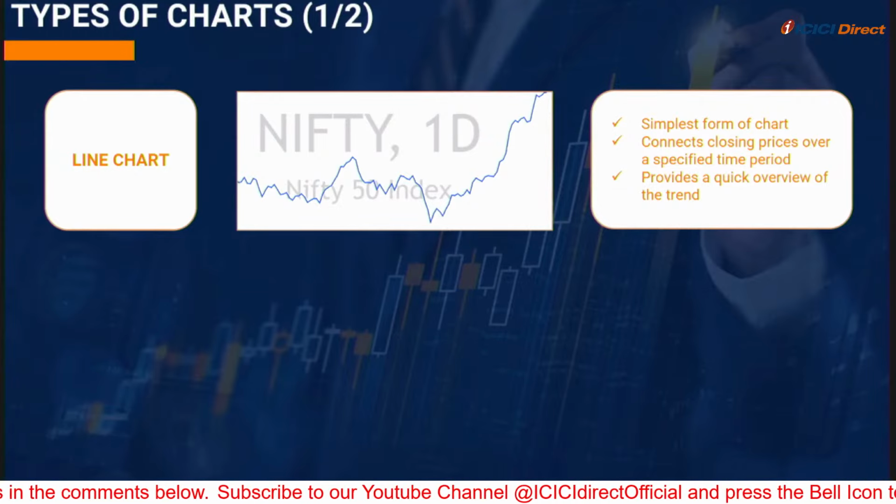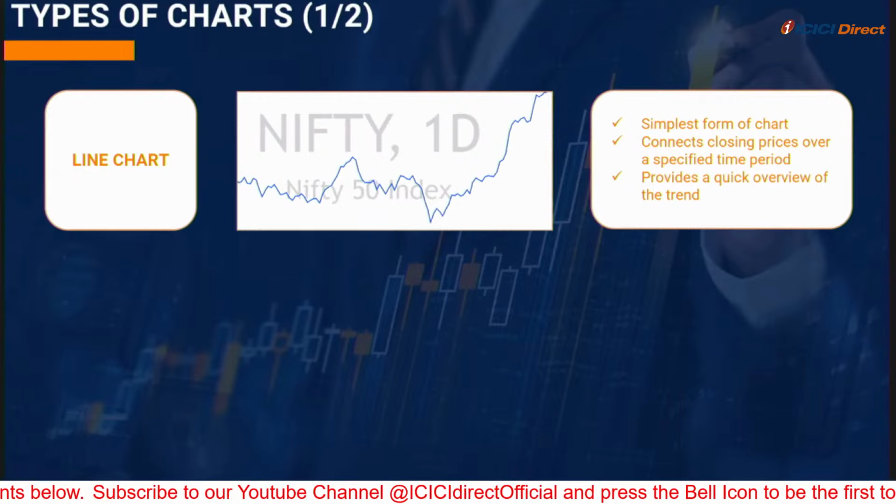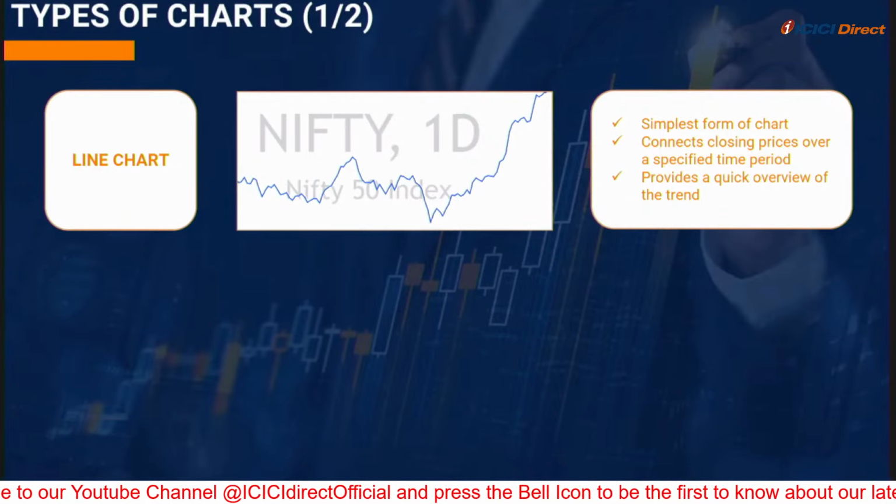For example, yesterday's Nifty closing was somewhere near 21,616. Before that, Nifty closed somewhere near 21,700. So if you draw the line chart there, it will go downward. If today Nifty is going above yesterday's closing, we can place a point above it and join it there. So this is the simplest form of chart.